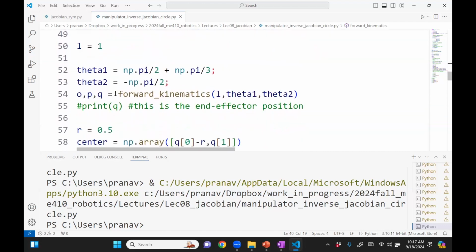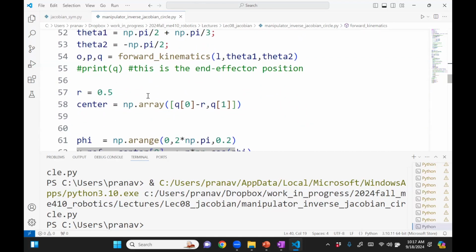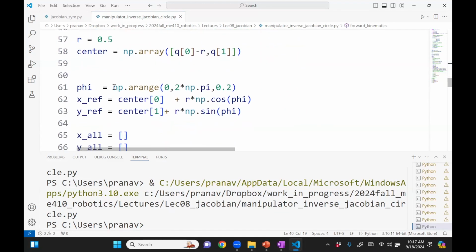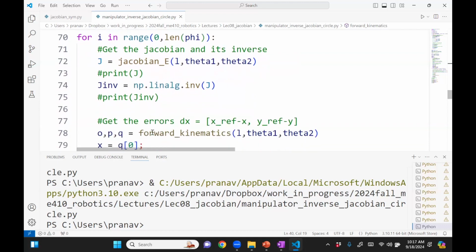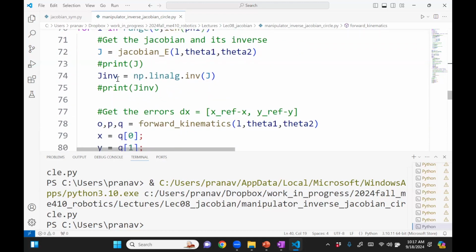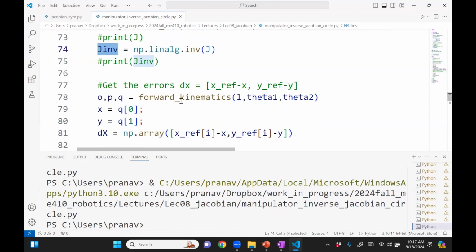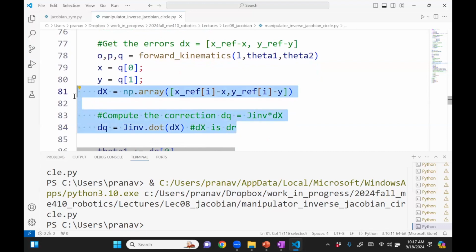So length is 1. I give an initial guess of this is the equation of a circle, x ref, y ref. That's what I wanted to plot, go on that circle. And then compute the Jacobian, compute the inverse, because I'll need that. Do forward kinematics. This is just to compute x and y, and this is what I put down. Well, this is just giving the difference, but this is exactly what I wrote down.